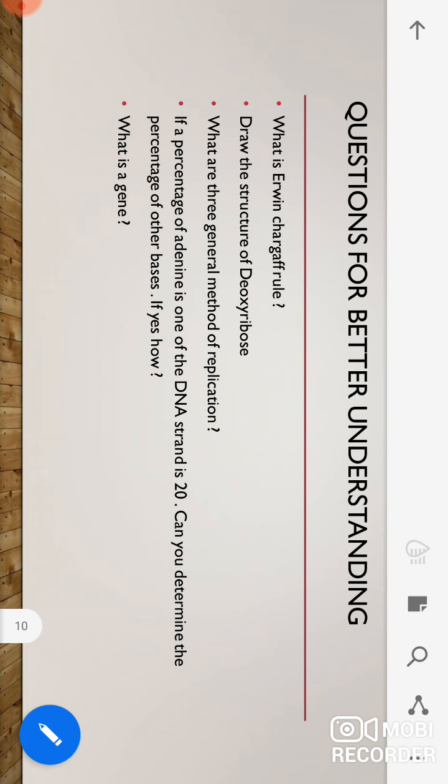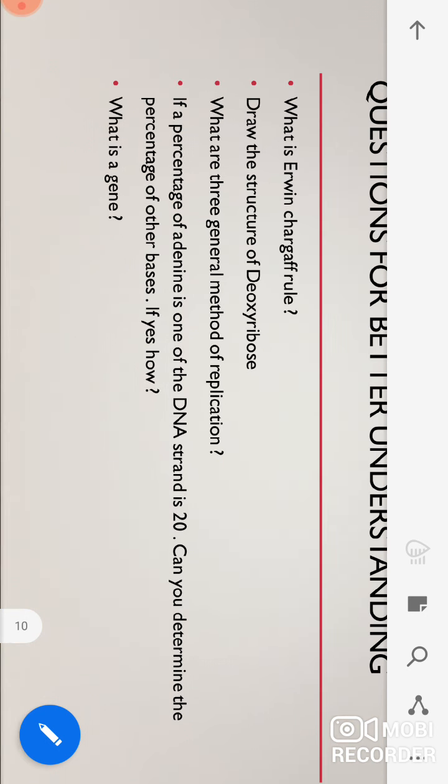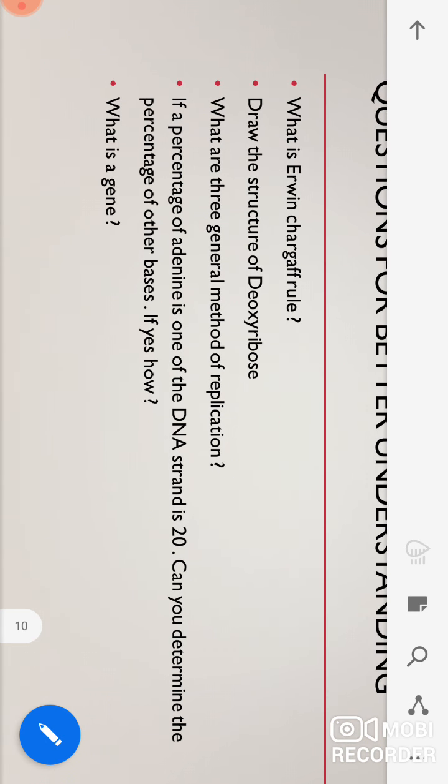And this is a higher order thinking skill question. It's a very important question, and we'll have to concentrate here. If the percentage of adenine in the DNA strand is 20, so understand the question: adenine in the DNA strand is 20.